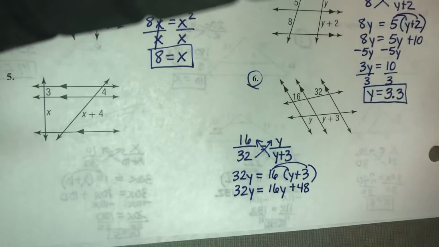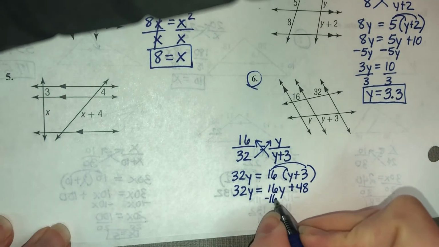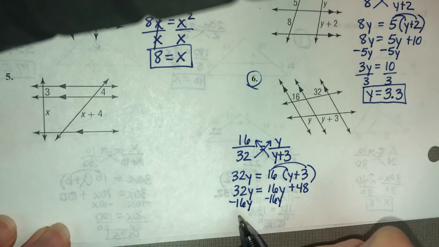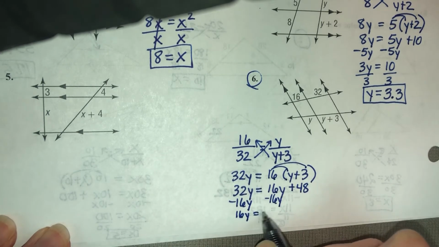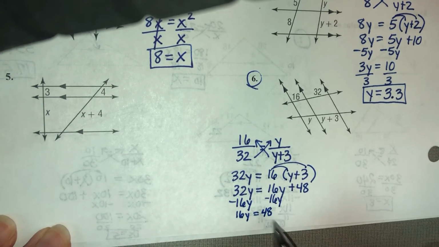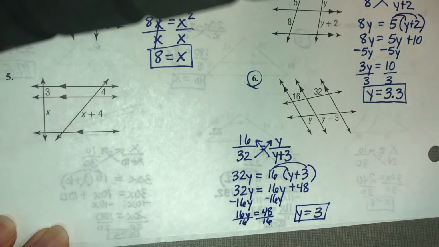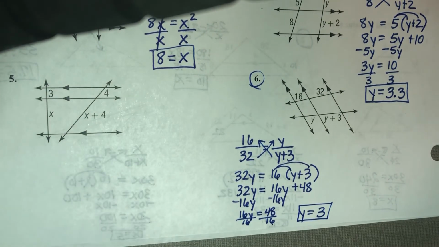Let's get this down a little. I'm going to subtract 16y on both sides to get my y's together. So that's going to leave me with 16y equals 48. And then I'm going to divide by 16. So y equals 3. 48 divided by 16 is 3. All right.